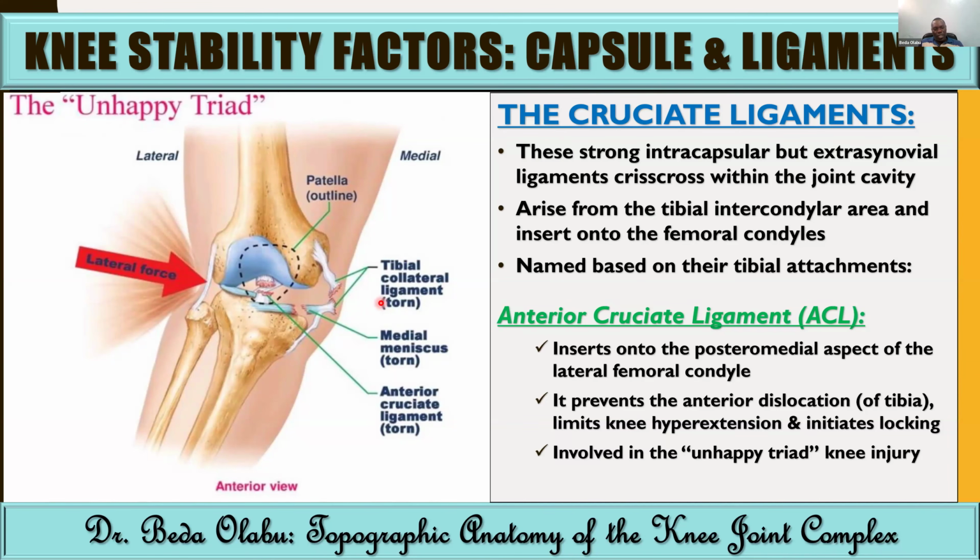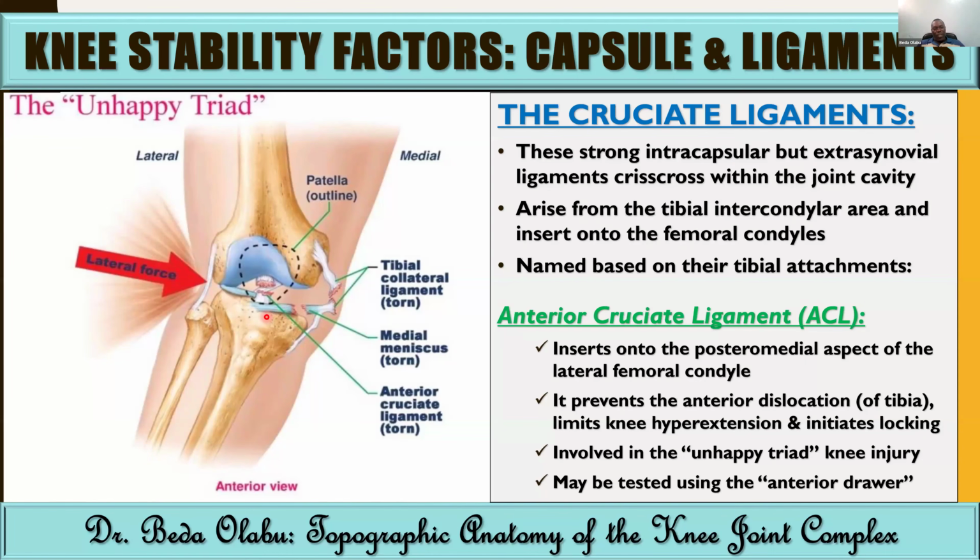Why do they tend to be injured simultaneously? Because they are attached. And the force that commonly injures them is a force that makes the knee joint forcefully abducted. We call that a valgus force. So a strong valgus force tends to injure these three structures together because of the attachment, because of the orientation.